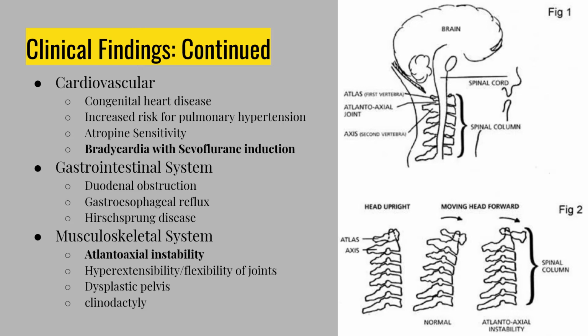Atlantoaxial instability, pictured here, can have the severest impact on neurological function. It can present as asymptomatic or can present with cord compression symptoms including neck pain, torticollis, and gait abnormalities. Subluxation of atlas C1 and axis C2 joint can cause spinal cord compression with resultant sensorimotor deficits as well as loss of bowel and bladder control, which would require immediate surgical stabilization. Also, hyperextensibility and flexibility of joints, dysplastic pelvis, and clinodactyly can be present.